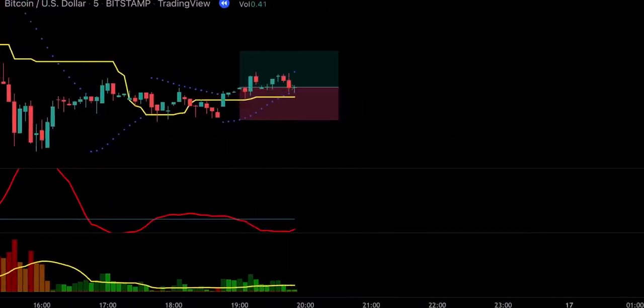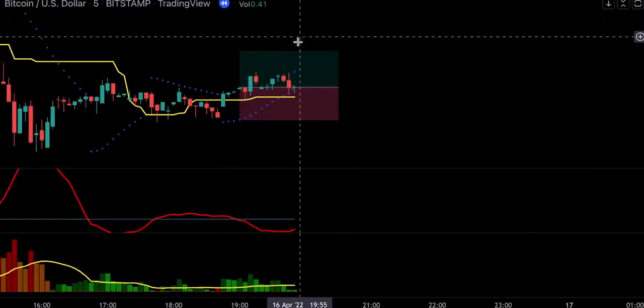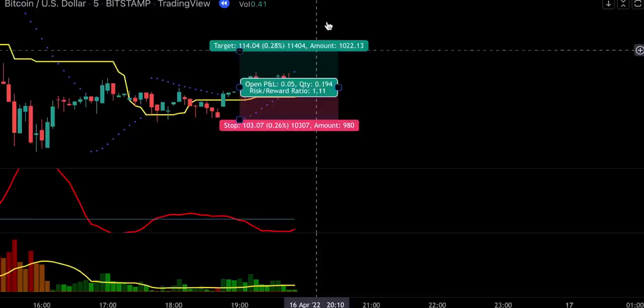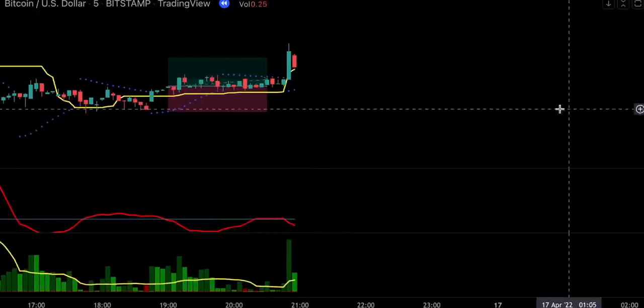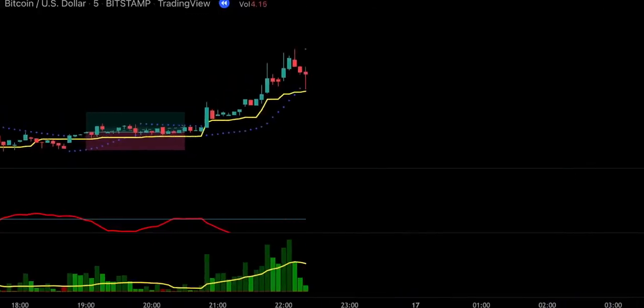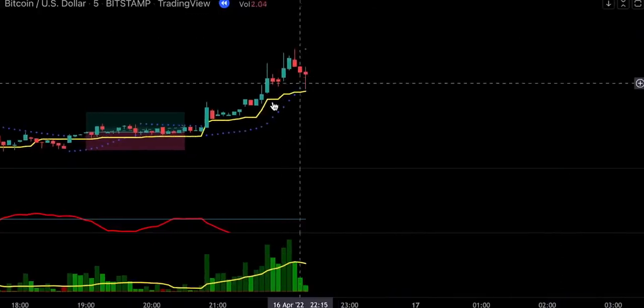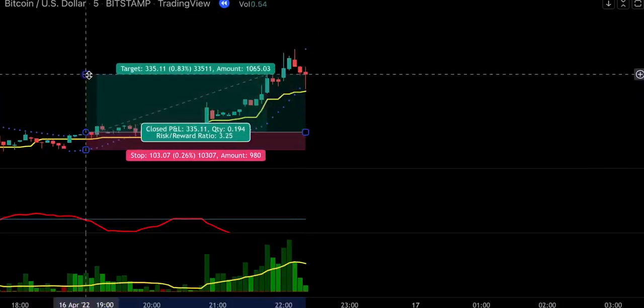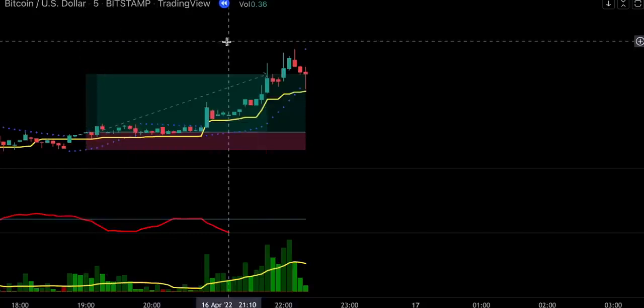Okay, so we see the parabolic SAR just shifted over the price, which would be considered as an exit signal for a long trade. But the reason this signal is not valid is because this trade is not profitable. Okay, so now we had a valid exit signal and we can close this long position. We see we could have made 6.5% profit on this trade. Now let's move on and find some more signals.